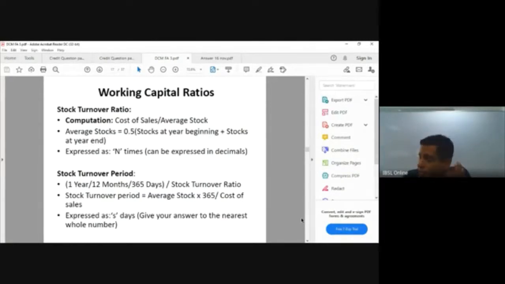I again explain the second ratio: stock turnover period means the number of days the company takes to convert their inventory into sales. Therefore, a lesser number of days is better, and a higher number of days is not good.